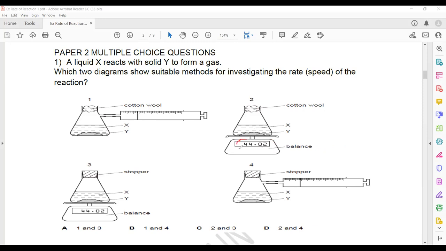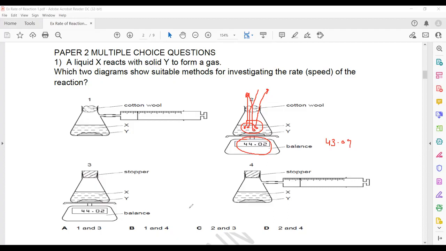Like this is 44.02 in the beginning. Now when the reaction occurs, a gas is given off. So as it is giving out the gas, the particles are escaping. So as the gas particles escape, what happened to the mass? It will decrease. For example, it will become 43.09. So by the change in the mass, the difference in the mass divided by time, we can measure the rate of the reaction. Is it clear, Abdullah?